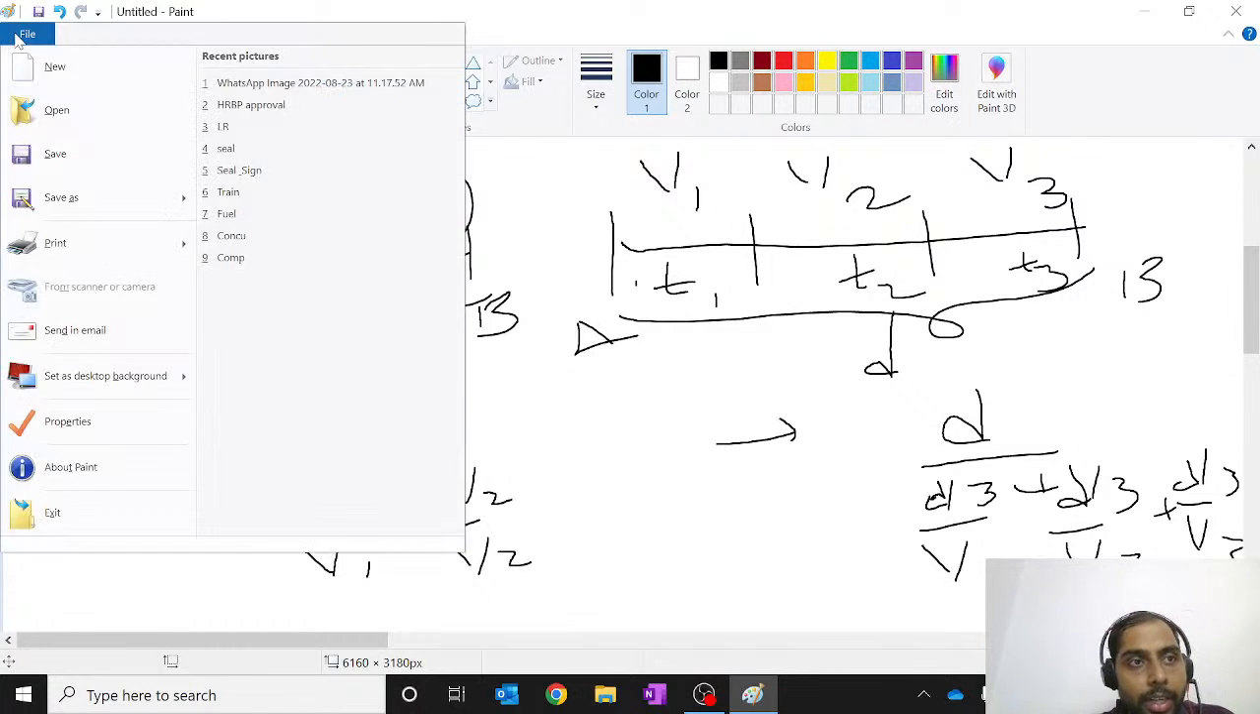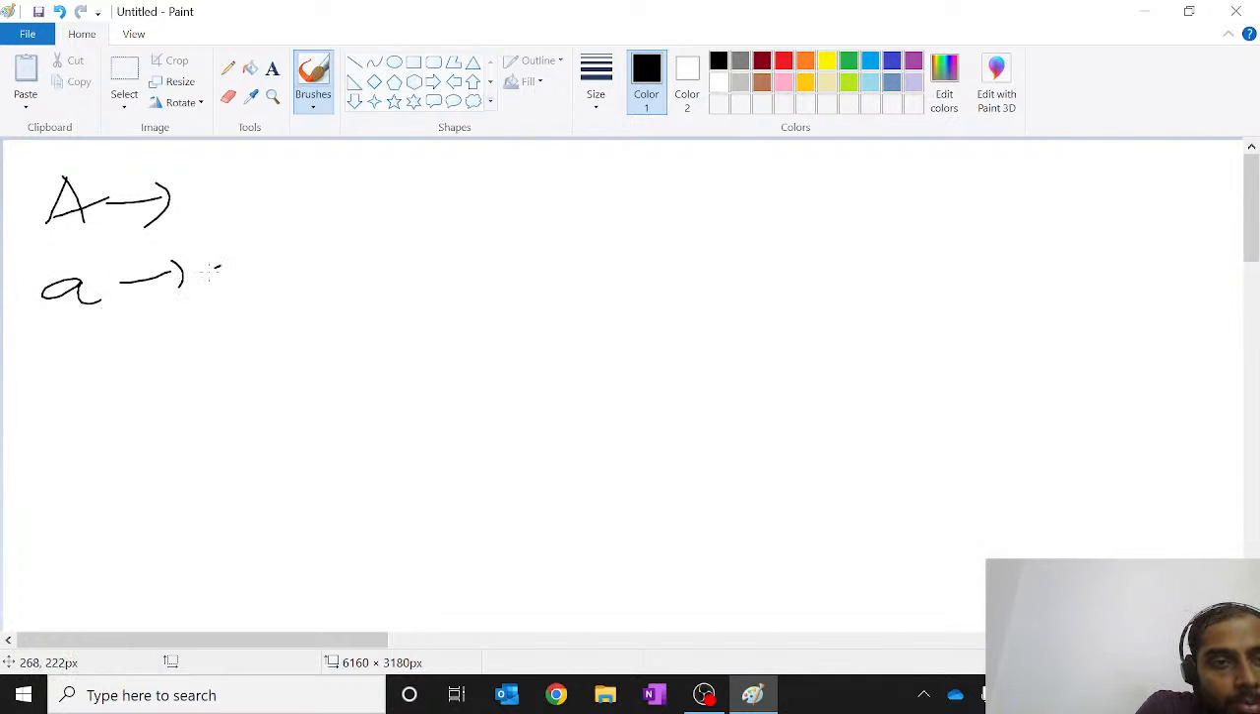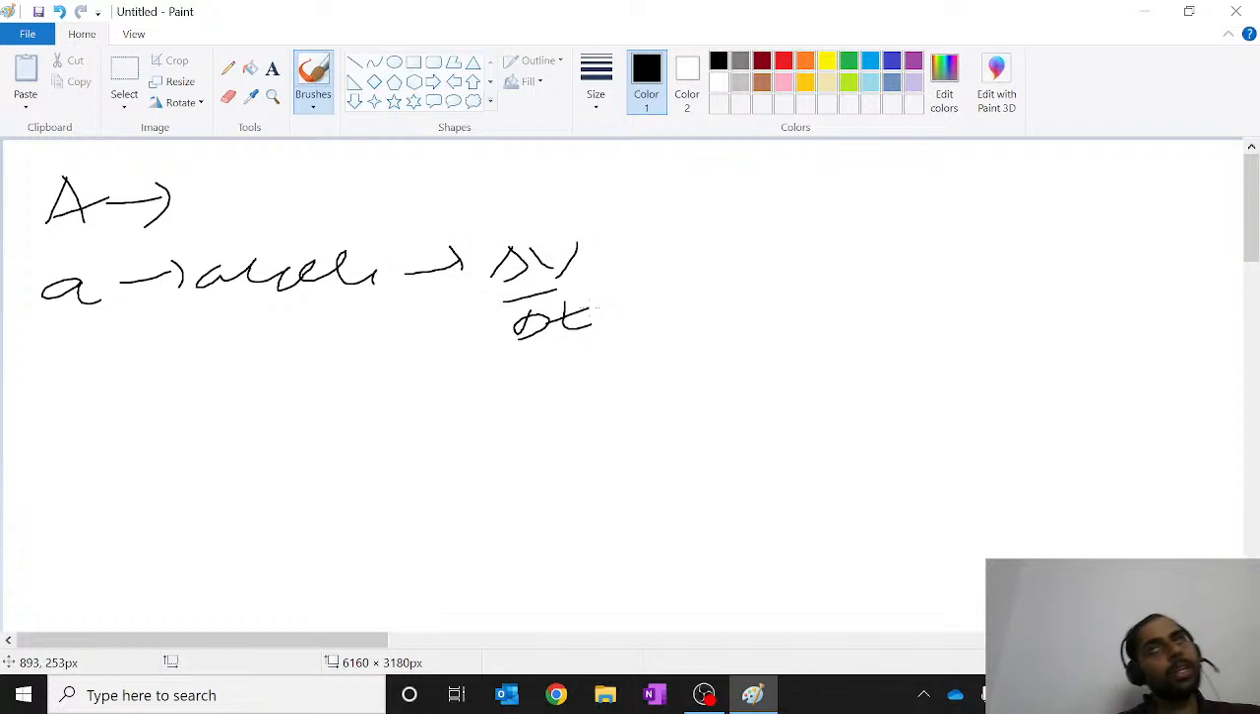Now the next concept is nothing but acceleration, denoted by a. It is nothing but change in velocity by change in time. Clear? Understood? Based on this, we will discuss, as you may have seen in your 10th class, there were a couple of graph questions between distance and time graphs, velocity and time graphs, etc. That we will see slowly.